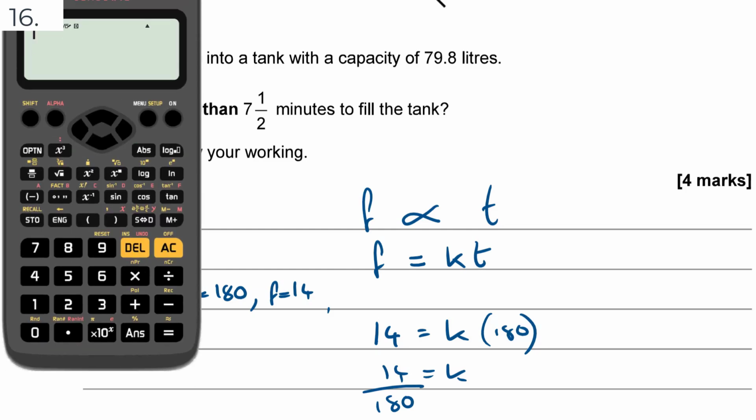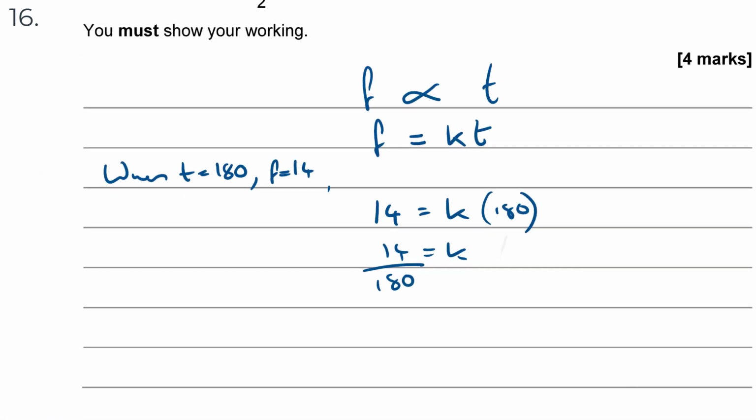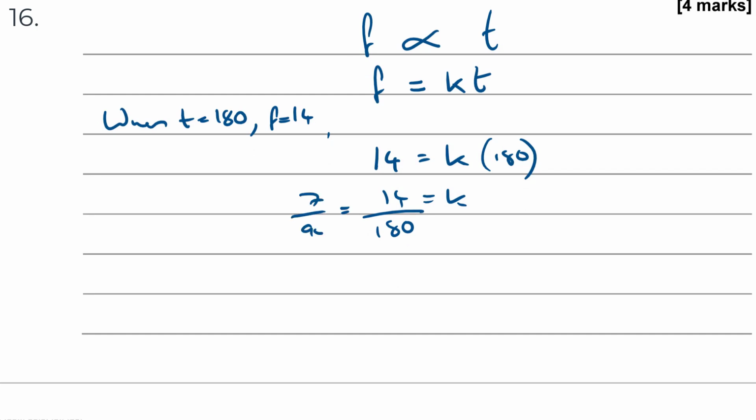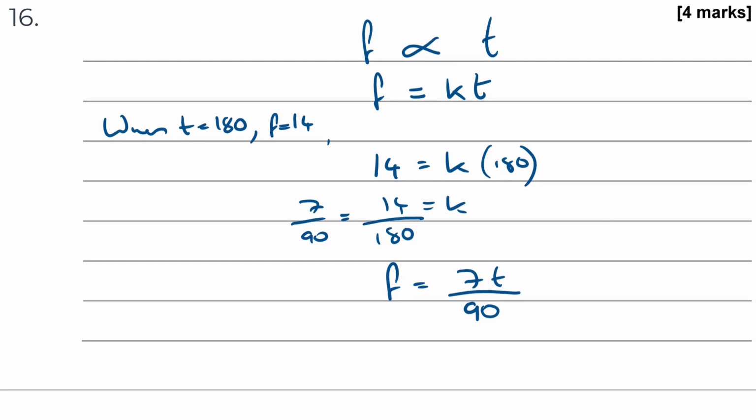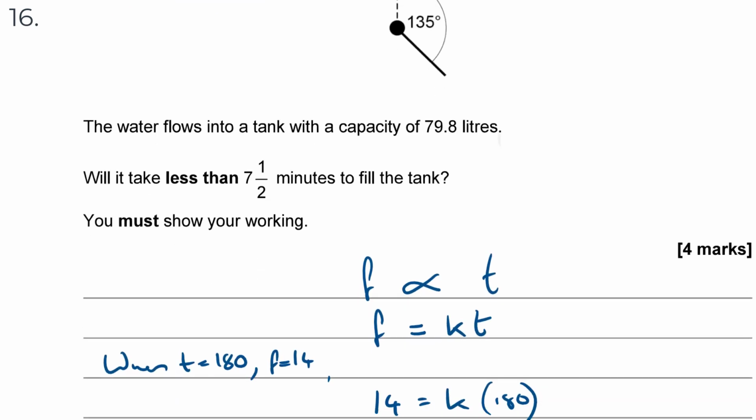Does that cancel down? 14 over 180, cancel down, well, not very much, 7 over 90. So the complete equation for this relationship is F is equal to 7 lots of T over 90. Now we've got a formula that links F and T together. We can find what F is at any given T. So we want to know what the flow is when the tap is turned to 135 degrees.